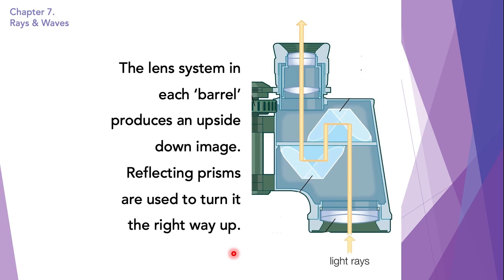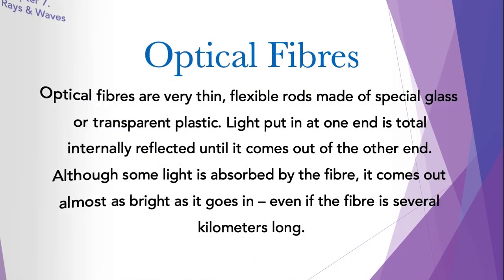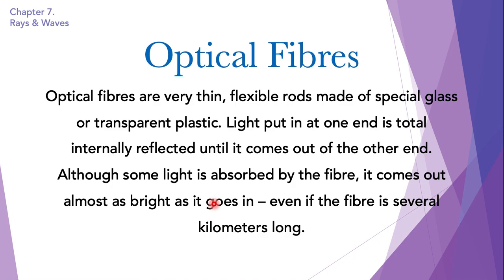Now another example of total internal reflection is optical fibers. Optical fibers are very thin flexible rods made of special glass or transparent plastic. Light put in at one end is total internally reflected until it comes out of the other end. Although some light is absorbed by the fiber, it comes out almost as bright as it goes in, even if the fiber is several kilometers long.